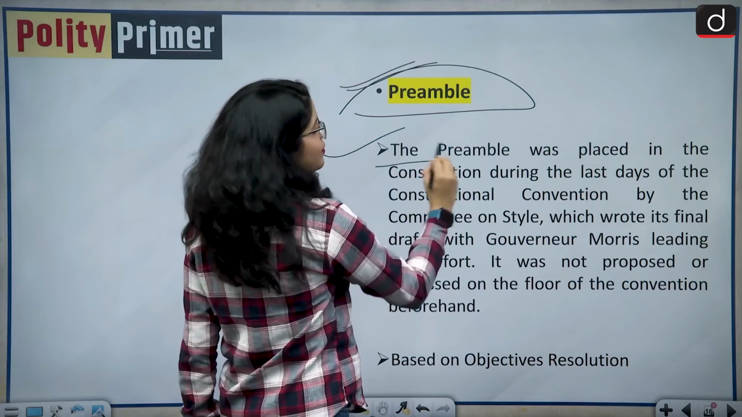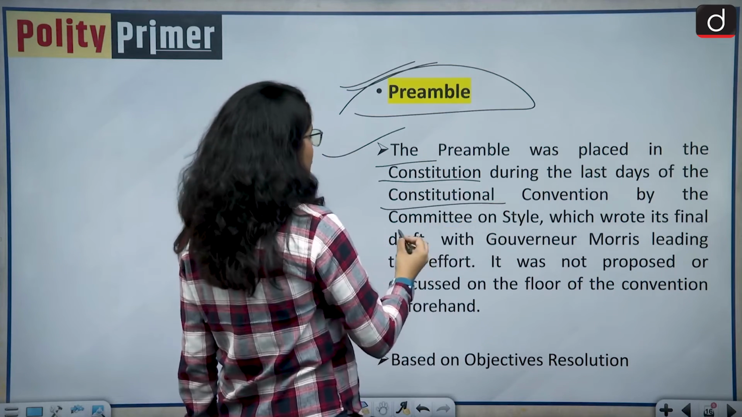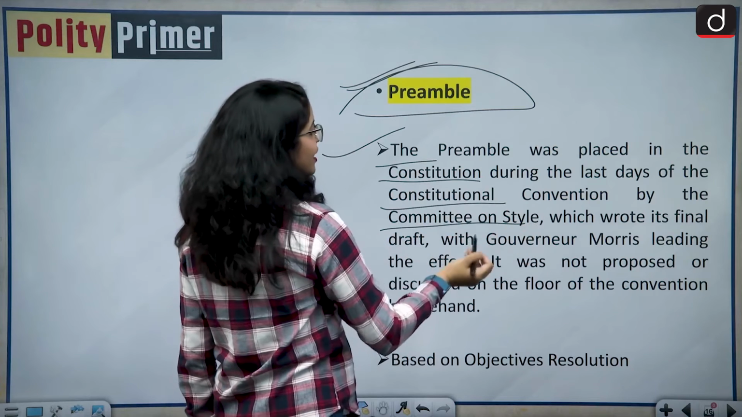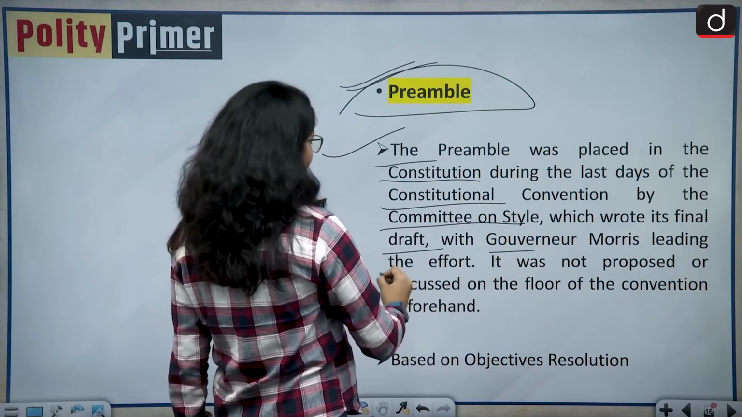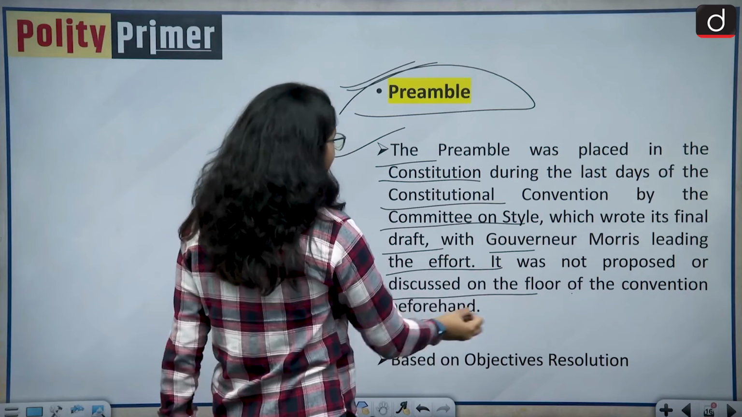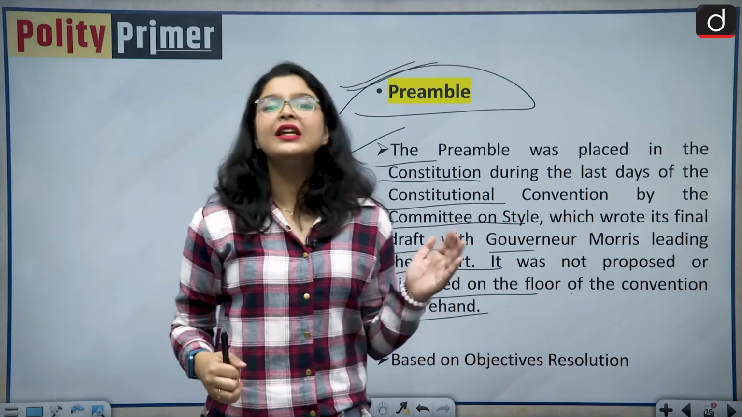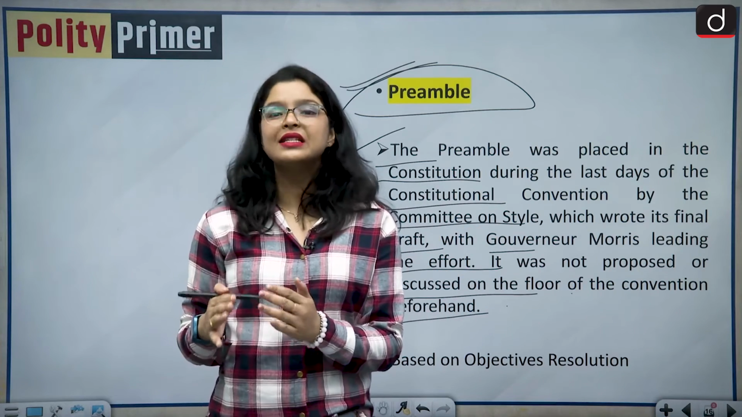So the preamble was placed in the Constitution during the last days of the constitutional conventions by the Committee on Style, which wrote its final draft with Governor Morris leading the effort. It was not proposed or discussed on the floor of the convention beforehand. We never had any discussion on having a preamble in the Constituent Assembly.